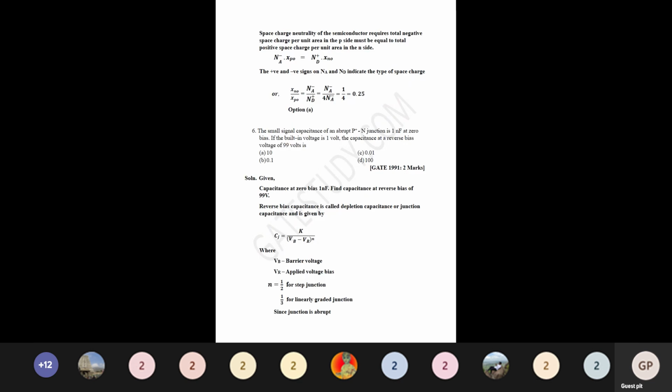Space charge neutrality of the semiconductor requires that the total negative space charge per unit area in the P side must be equal to the total positive space charge per unit area in the N side. So the expression is Na minus times Xpo equals Nd plus times Xno. The positive and negative signs on Na and Nd indicate the types of space charges. Xno by Xpo is equal to Na minus divided by Nd plus, which is Na divided by 4 Na, which equals 1 by 4. The correct answer is 0.25.